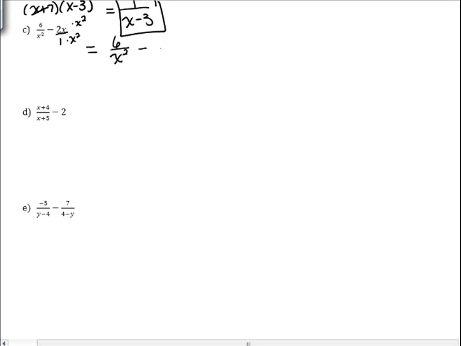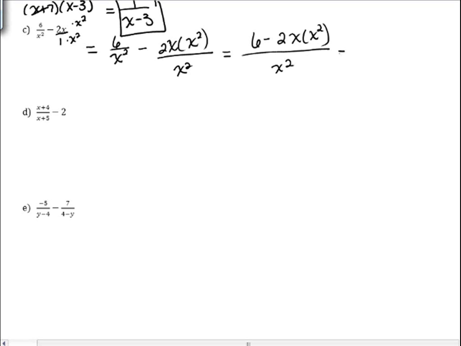And 2x times x² will be our new top. And this will be over 1 times x², which is x². Now we can subtract our numerators since our denominators are the same. 6 minus 2x times x² over x². And multiply the 2x and the x² together. That's 6 minus 2x³ over x².